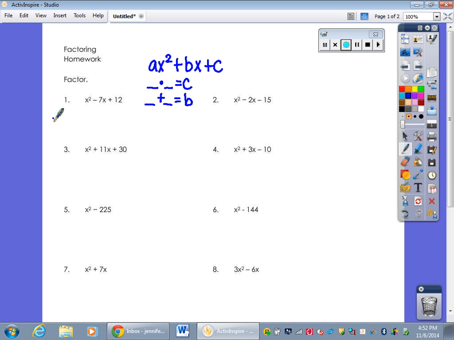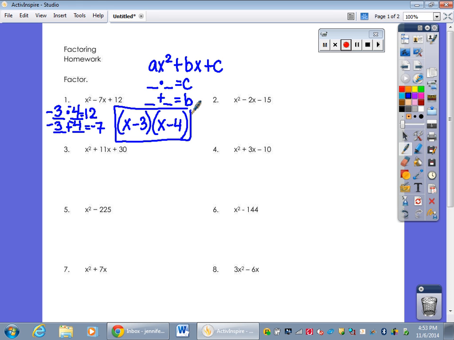So in this case, we're looking for two numbers that multiply to give us 12 and add up to -7. Okay, so those two factors are obviously going to be 3 and 4, but 3 plus 4 is not -7. -3 plus -4 is -7, and -3 times -4 is 12. So the answer is going to be x minus 3 times x minus 4. And those would be your two binomials.